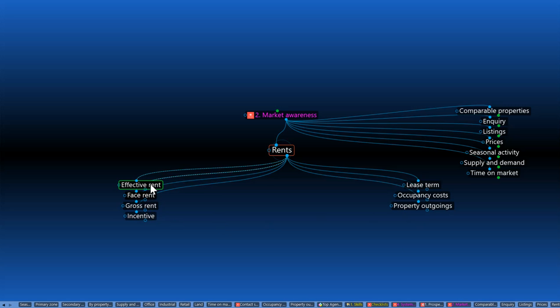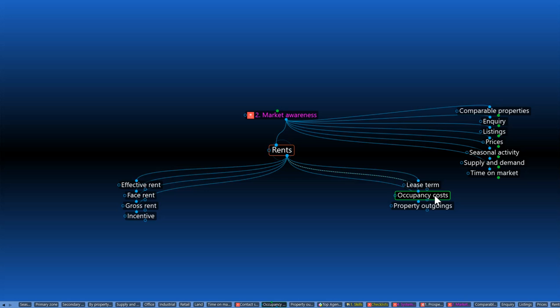So when you look at those things, the different rental types, then you look at the lease term. Typically, lease terms are 3 years, 5 years, or perhaps longer, maybe 10 years. A lot depends on the property type, the tenant type, that sort of thing. So understand what people are looking for when it comes to the lease terms for the rents that are under offer. And of course, there are occupancy costs.